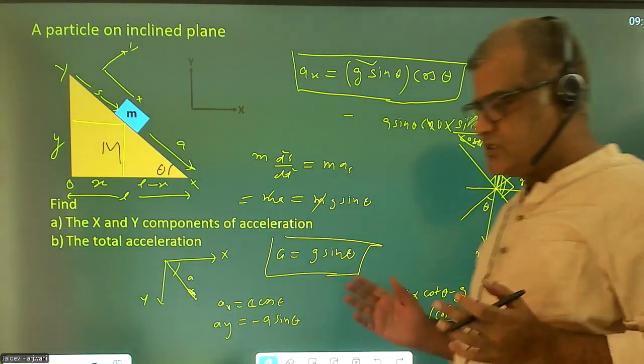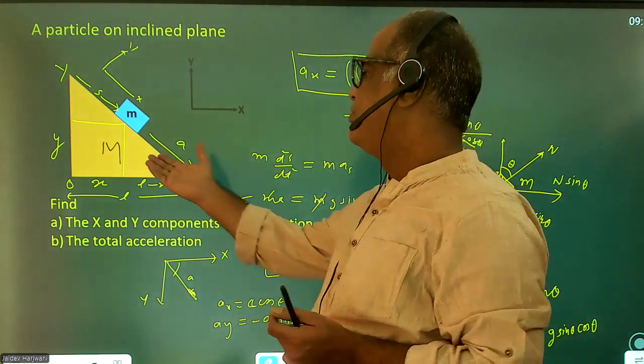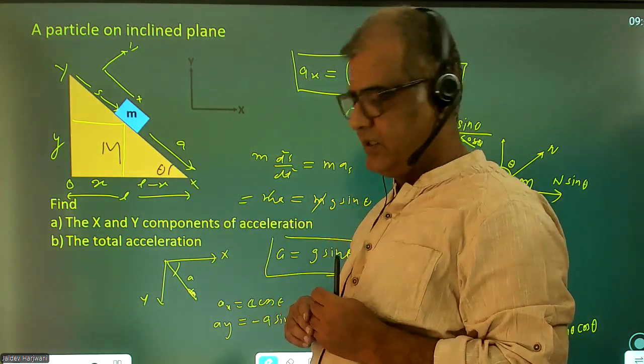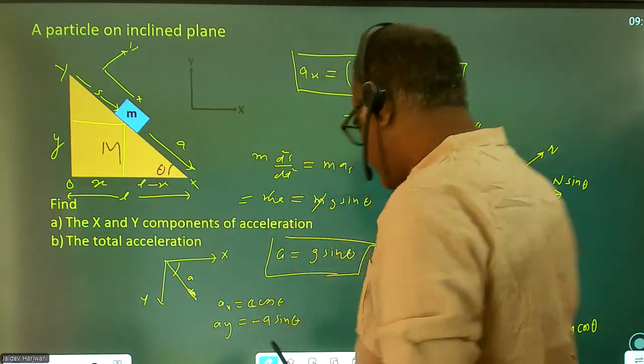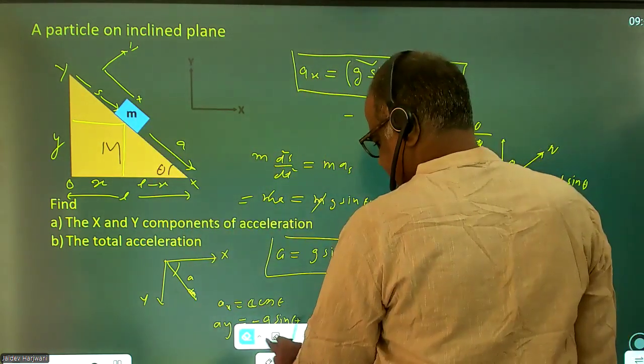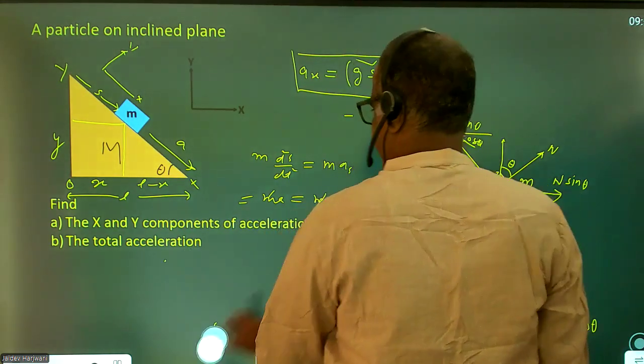So this is the first case, when we don't have a motion in the wedge. Okay. Now let us discuss the second case, where this block is also moving, and the wedge is also moving. Let us calculate the second problem.